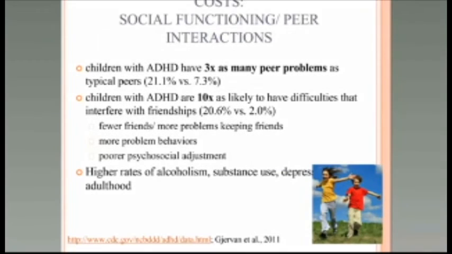When we think about social functioning or peer interactions, children with ADHD have been reported to have up to 3 times as many peer problems as typical peers, and 10 times more likely to have difficulties that interfere with their friendships in a substantive way, resulting in fewer friends or more difficulty keeping friends, more problem behaviors related to social situations, and poorer psychosocial adjustment. In girls, it is more apt to include internalizing kinds of concerns, and then overall resulting in higher rates of alcoholism, substance abuse, depression, in adulthood.